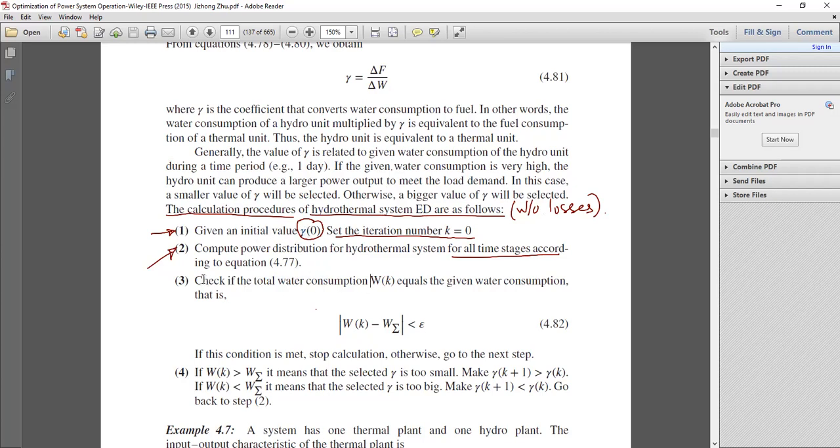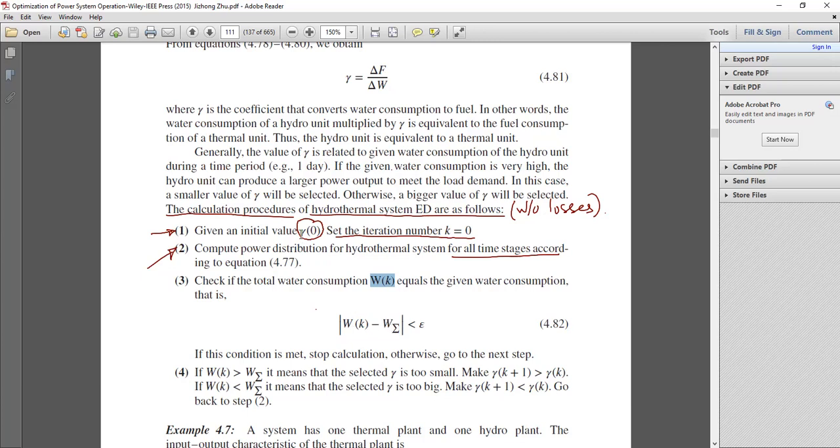Now we have to check that this WK for this specific gamma is within a certain limit, or within the close vicinity of the given water consumption W sum. This is the given water consumption. So just as I said, it is, let's say, 1.5 into 10 to the power 6 meter cube.